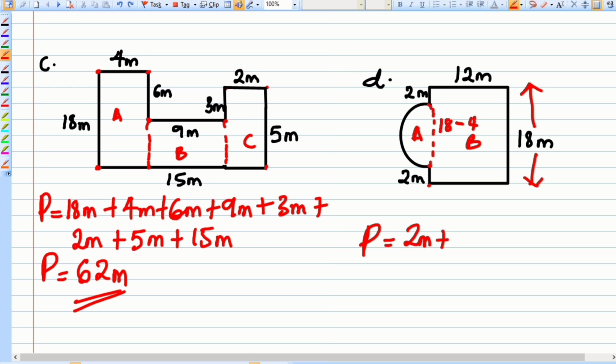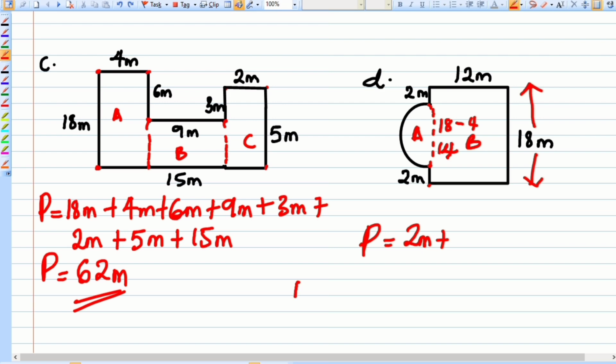So 18 minus 4 is what? That's 16 and then 12. So we have 12. Is that 12 or 14 rather? Sorry. That should be 14. 18 minus 4 is 14. So we have the diameter of the semicircle as 14.